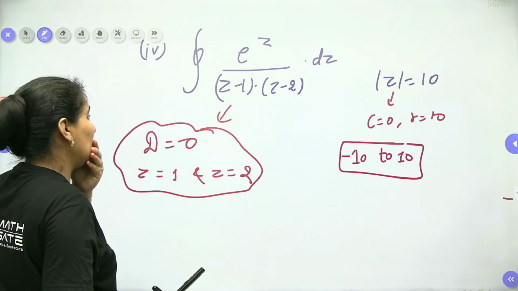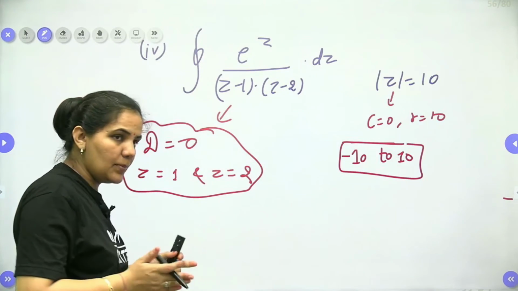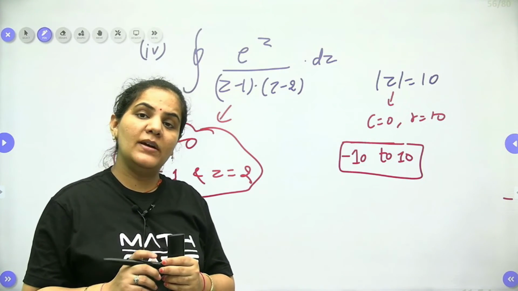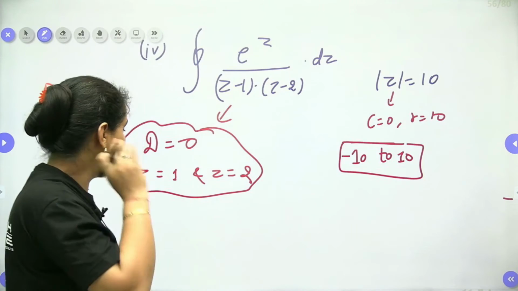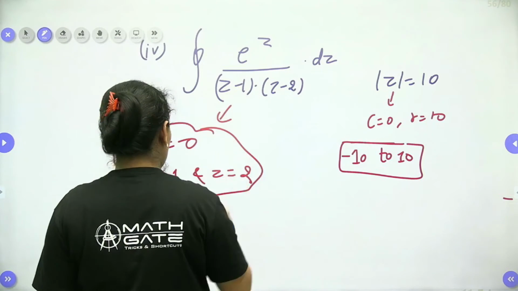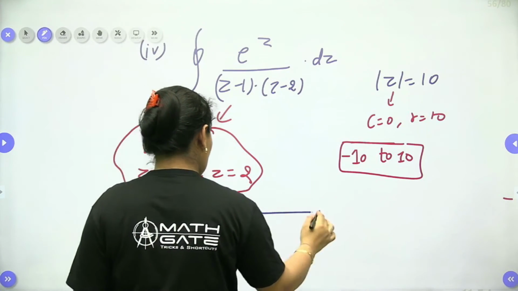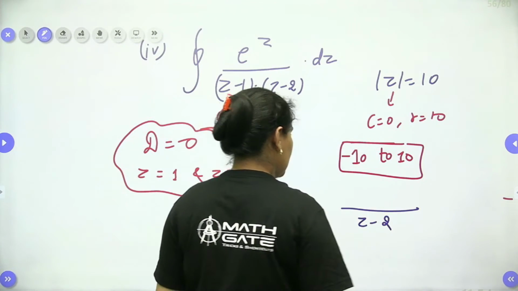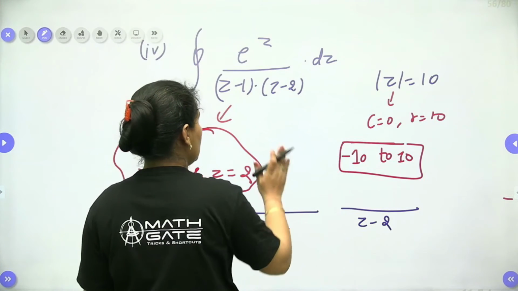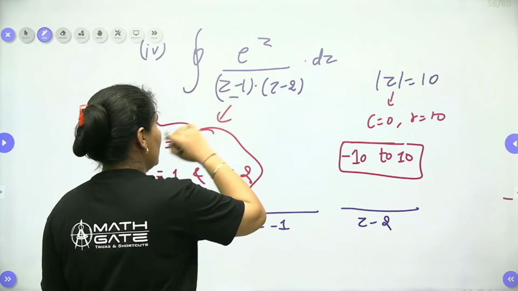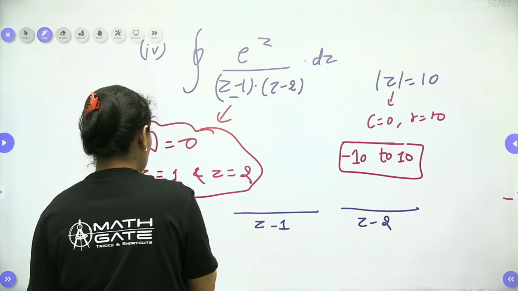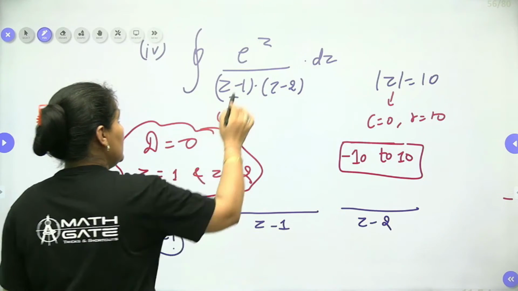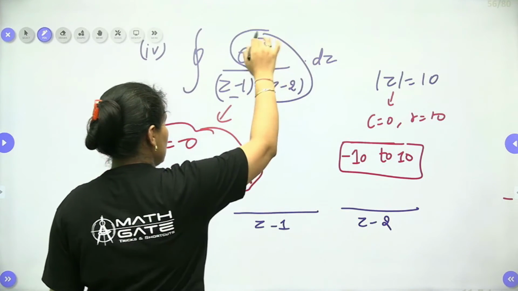Now how will we approach? Just focus on this one. Whenever we have all the poles inside the closed curve, we can approach it by partial fractions. Let me show you. Here you can write that z minus 1 is inside and z minus 2 is also inside, right? When we have both points inside the closed curve, first of all, for the partial fraction, z minus 1 is equal to 0, so we put z equal to 1.